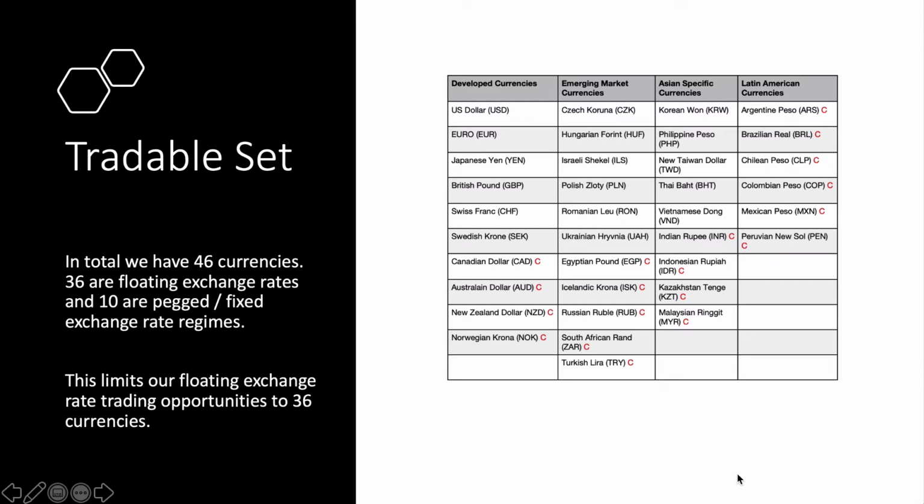So I'm going to be teaching you the macroeconomics that really does drive the value of certain currencies compared to other currencies, and then we're going to build out our tradable set to know what currencies to focus on in the market and what currencies to completely ignore when we're trading.